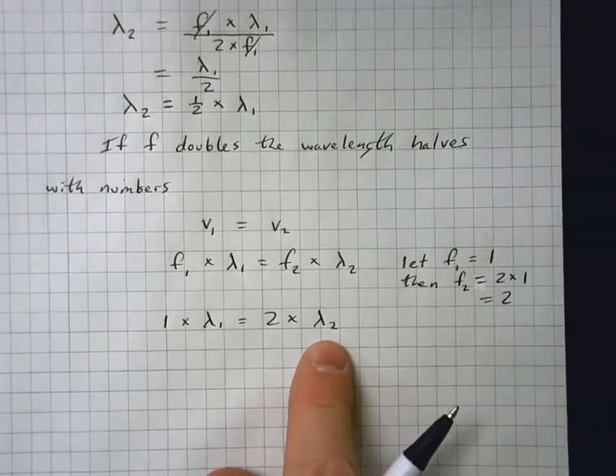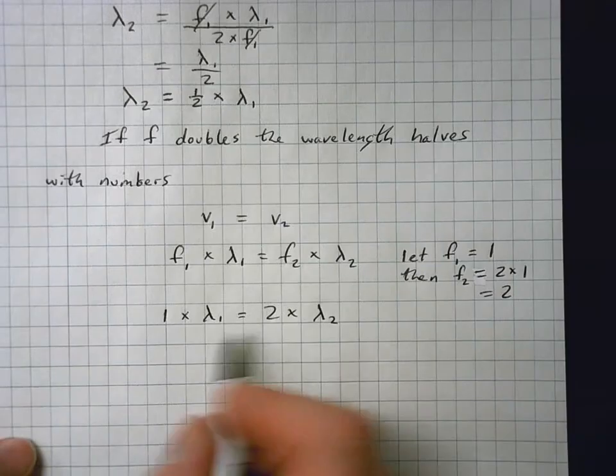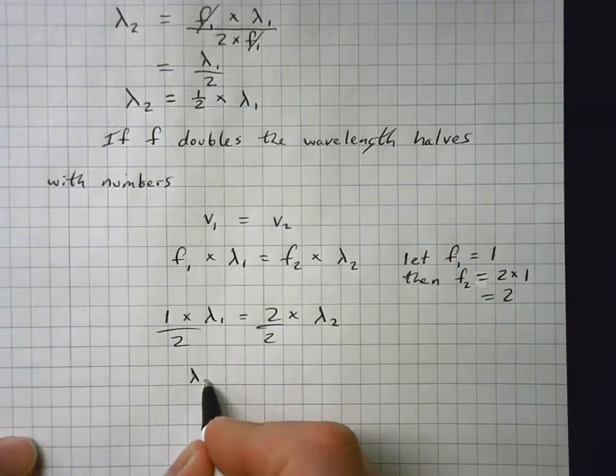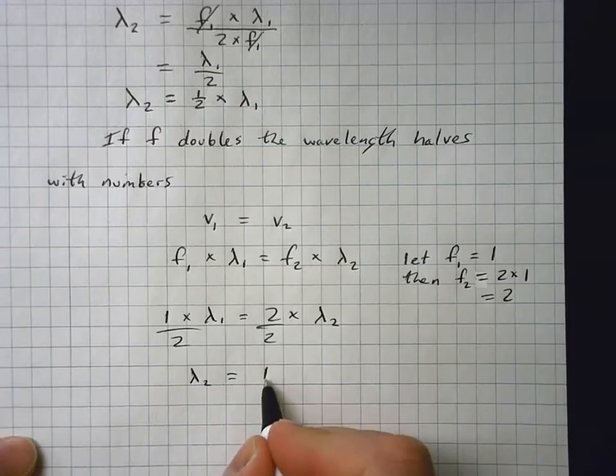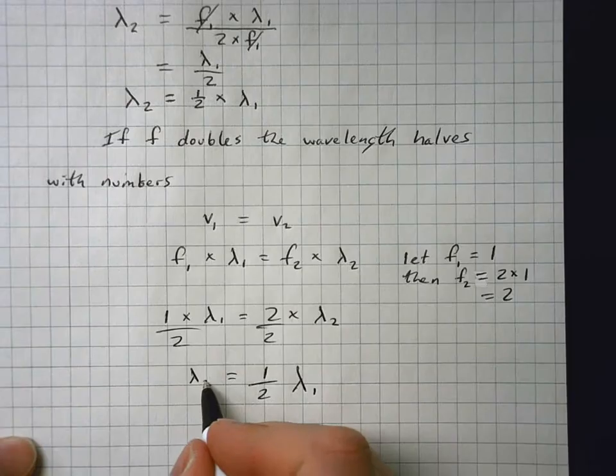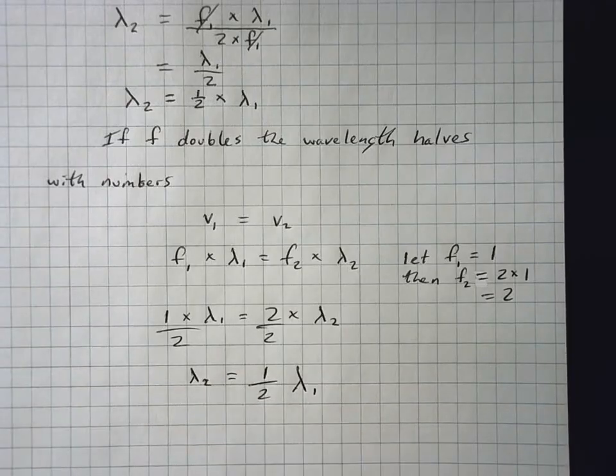And of course, we want to isolate lambda 2 again. Take the 2 to the other side by division. And then we can write that lambda 2 is equal to 1/2 lambda 1. So, more number-oriented method, but it returns the same results. Okay?